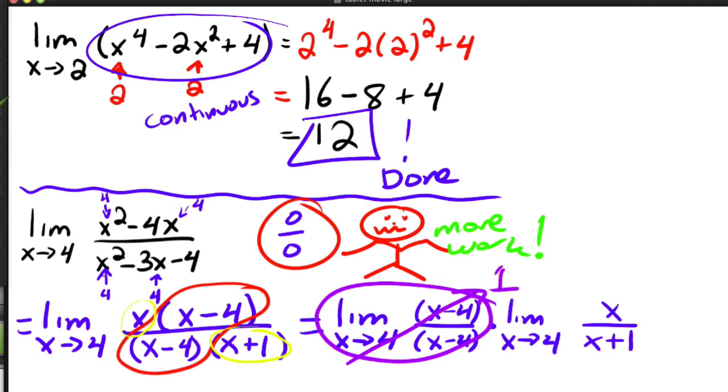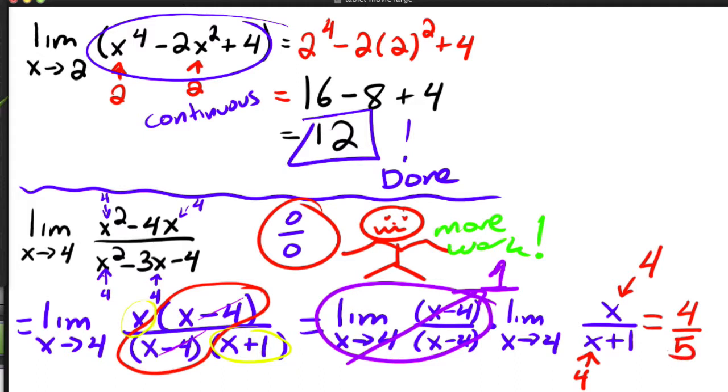Now from now on we're just going to do our usual cancel those out, but technically this is the way you're supposed to do it, and this equals 1. But notice now that with what's remaining, you can plug in 4, and this is equal to 4 over 5.